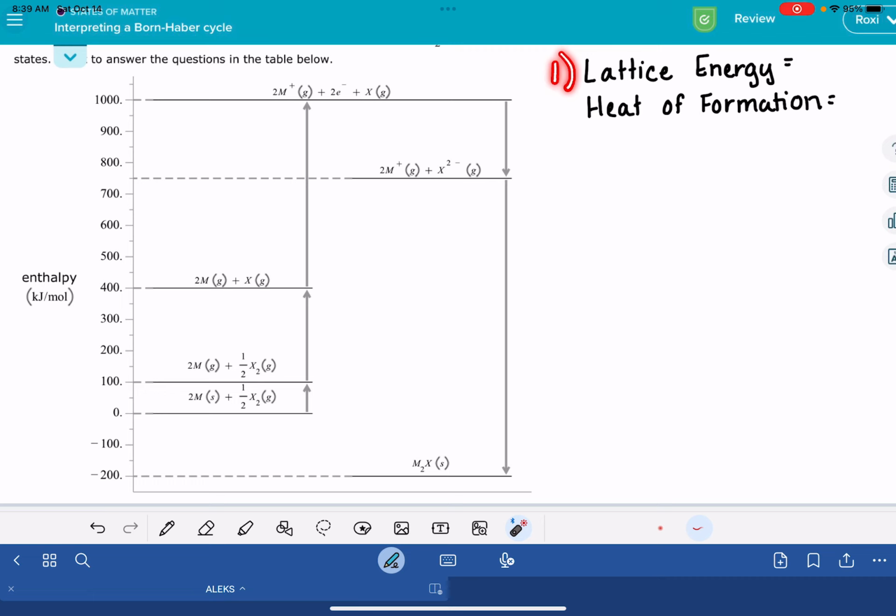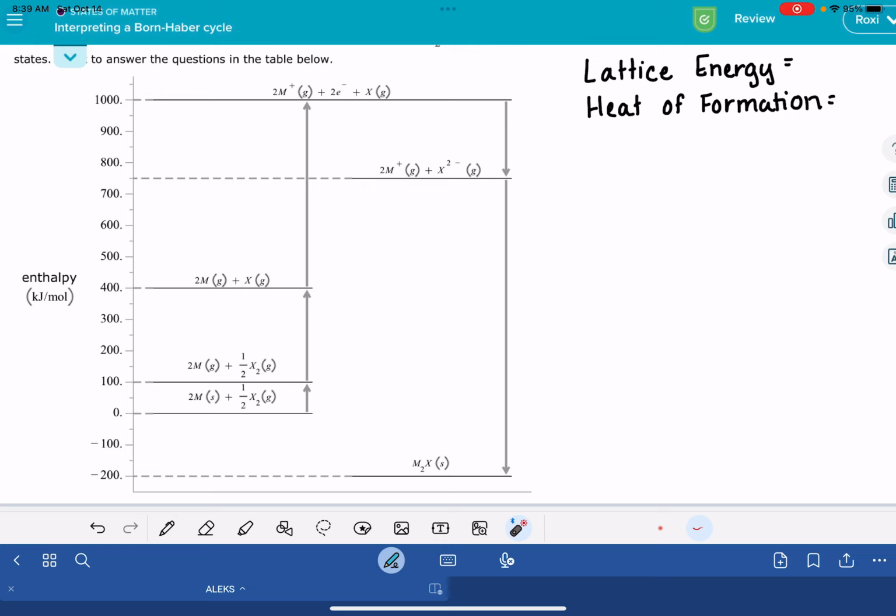Number 1, we're all going to be asked to calculate the lattice energy of the product. Number 2, we're all going to be asked to calculate the heat of formation. Then number 3, we're all going to be asked a slightly different question. It's going to vary from one problem to the next, but don't worry. I'm going to give you enough information that you'll be able to answer question number 3, no problem.